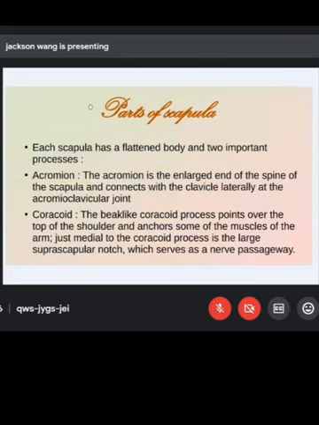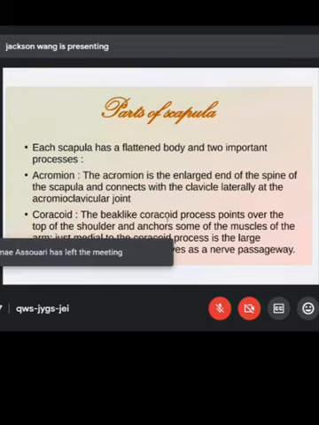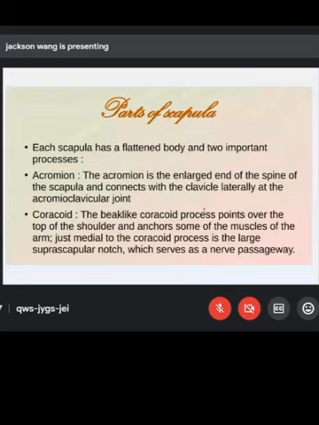Each scapula has a flattened body and 2 important processes: acromion and coracoid. L'acromion et coracoid. The acromion is the enlarged end of the spine of the scapula and connects with the clavicle, literally at the acromioclavicular joint. Coracoid, the beak-like coracoid process, points over the top of the shoulder and anchors some of the muscles of the arm. Just medial to the coracoid process is the large suprascapular notch, which serves as a nerve passageway.